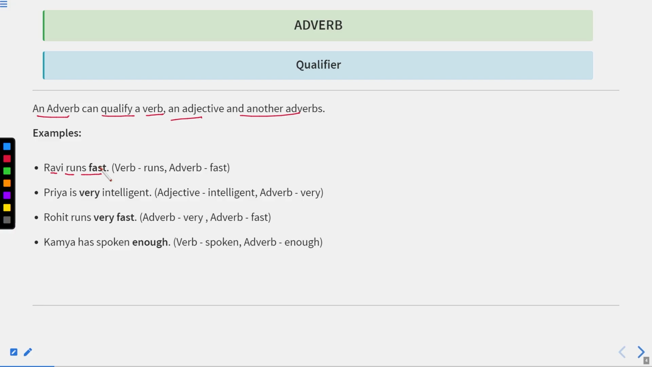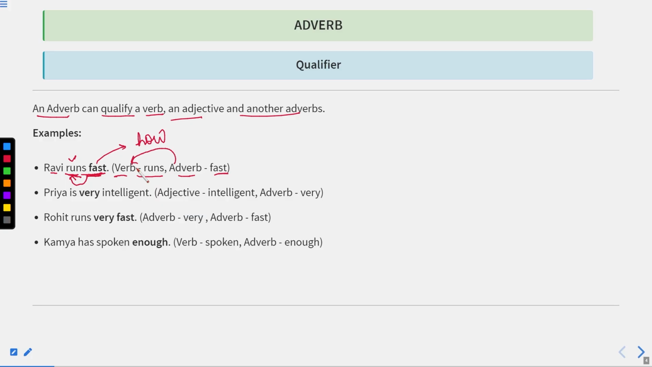Ravi runs fast. Now, if you see this sentence, runs is a verb. And how does he run? He runs fast. So fast is telling us the quality of the running, not Ravi. This word fast is not describing Ravi, but the quality of his running. It replies to the question how. Thus, fast is an adverb, whereas runs is the verb. So here an adverb is qualifying a verb.